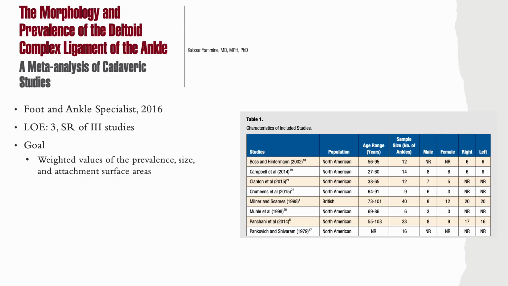Adding on to this, a more meta-analysis anatomic study was done in Foot and Ankle Specialist in 2016, so shortly after this. They weighed values of prevalence, size, and attachments and surface area, and they really went through all of the literature regarding this. And what they found was this meta-analysis of the cadaver studies was very consistent with the JBJS study. They found that the deep portion was there about 100% of the time. They found that tibio-navicular was there about 90% of the time, and then the tibio-calcaneal about 85% of the time.